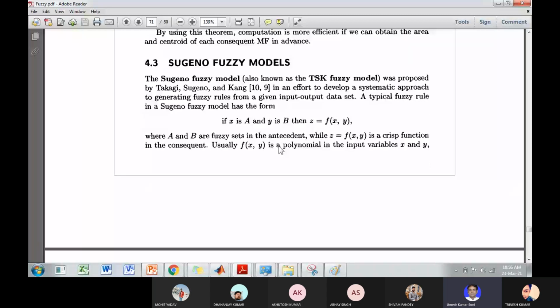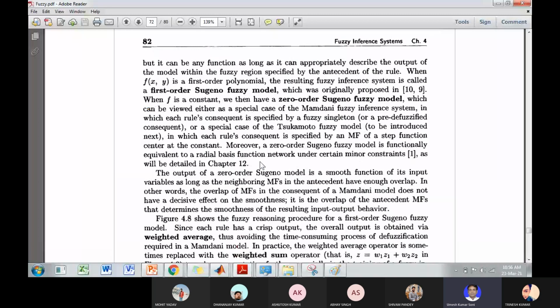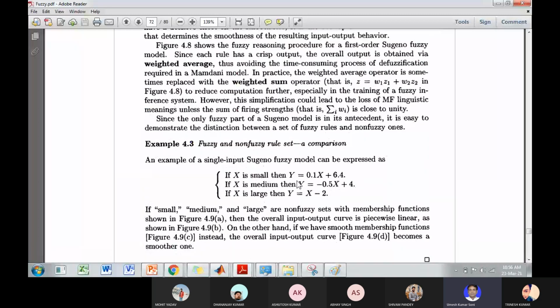Okay, तो हम इसको बाद में बता देंगे आपको. Here you can see that x is small then y is 0.1x plus 6.4. जब तक ये x स्मॉल रेंज में है, ठीक है, तब तक ये वाला रूल लागू होगा. जैसे ही x मीडियम रेंज में जाएगा तो 0.5x plus 4 फॉलो करने लगेगा. जैसे ही x लार्ज रेंज में जाएगा तो रूल उसका बदल जाएगा आउटपुट. So this type of fuzzy system, fuzzy inference system is called the fuzzy Sujano model of fuzzy system. Okay, clear है?